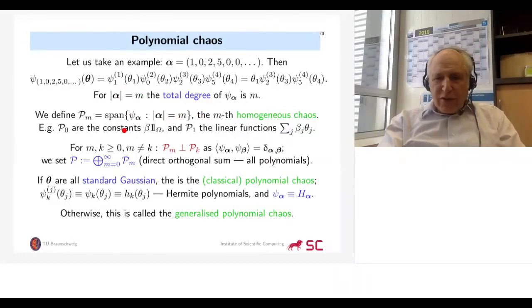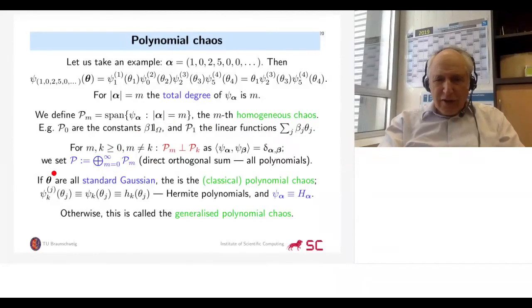P0, of course, are the constants. P1 are the linear functions. So this is degree 0 homogeneous, this is degree 1. Okay. And of course, because they're orthogonal to each other, these subspaces are orthogonal to each other for n different from k. So the set of all polynomials we can write as a direct orthogonal sum of these homogeneous subspaces. Okay. That's called the polynomial chaos expansion, or decomposition.